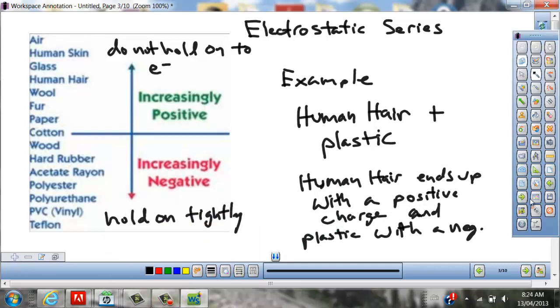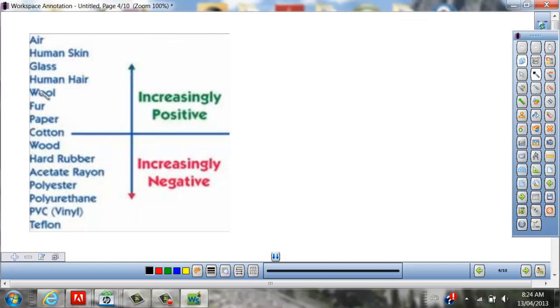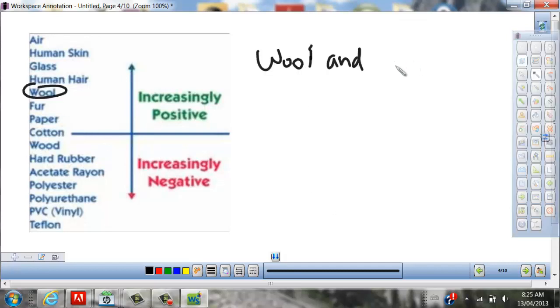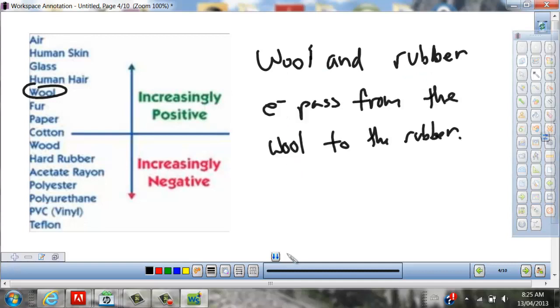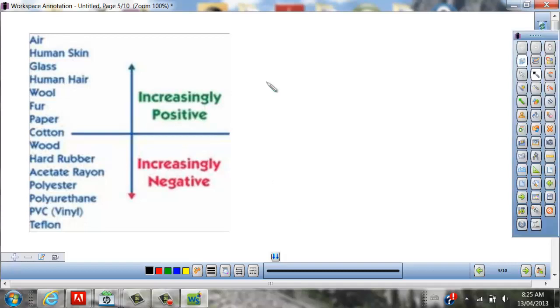We're going to do a couple examples of this just so you get the idea. So if I were to take wool and rubber and rub them together, the electrons pass from the wool to the rubber. So the wool ends up positive and the rubber ends up negative. You try one. What will happen if you rub cotton and glass?